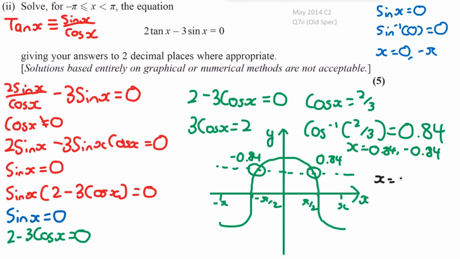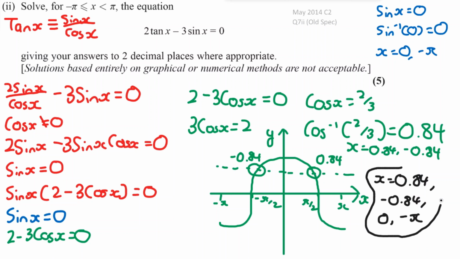So therefore all of the values are these together. So it's going to be 0.84, minus 0.84, 0, and minus pi. I know it says give answers to two decimal places where appropriate, but we can leave this as minus pi here. And then these are the solutions.